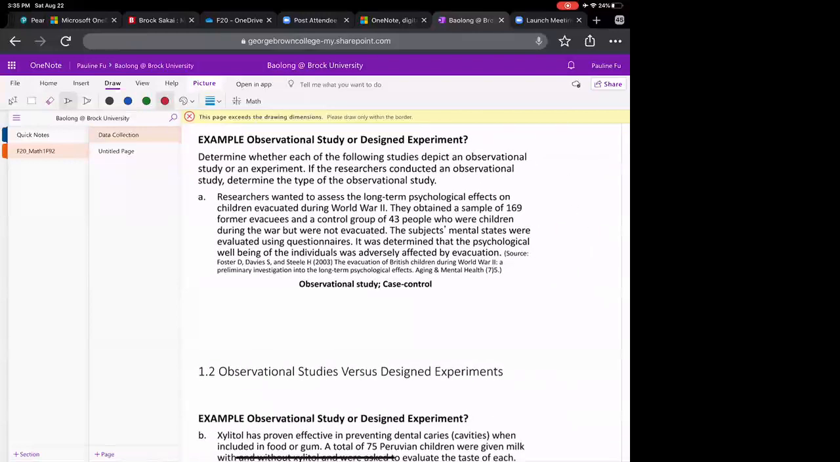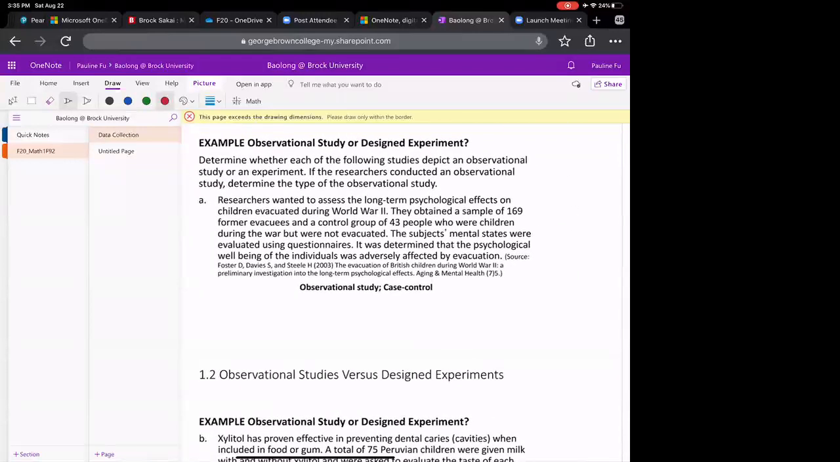So this one here, another example. Determine whether each of the following studies depicts an observational study or an experiment. If the researchers conducted an observational study, determine the type of observational study. We will use the following examples to explain there are different types of observational studies. So let's look at this example.